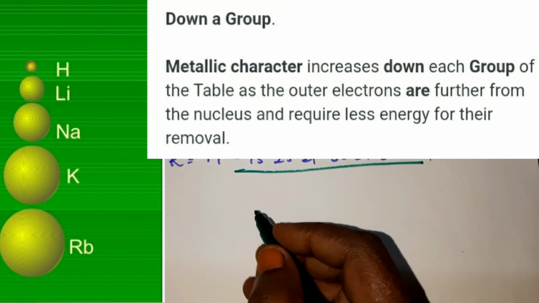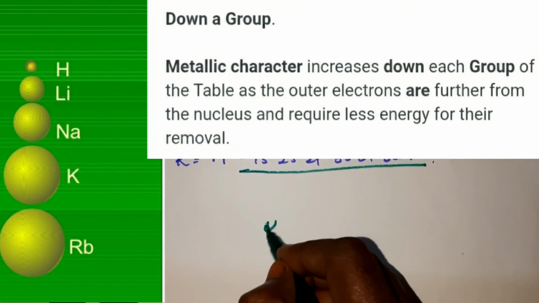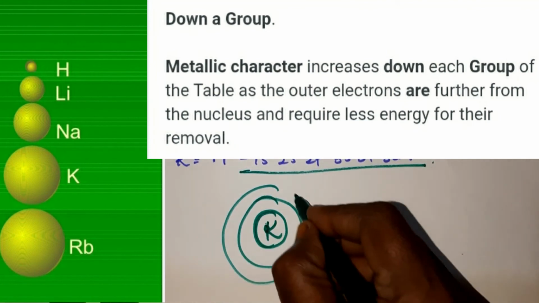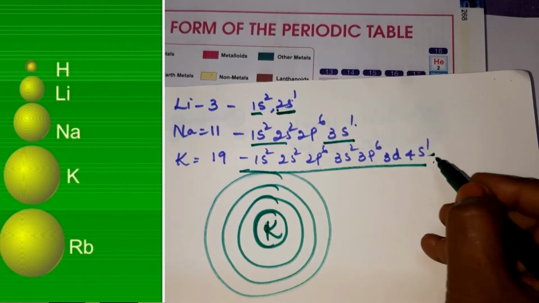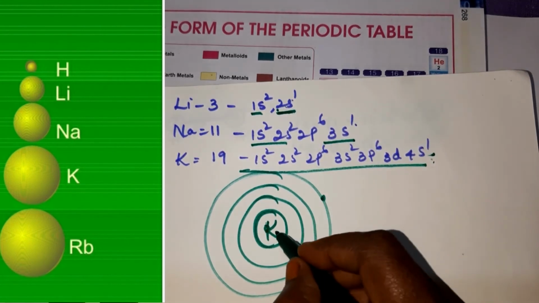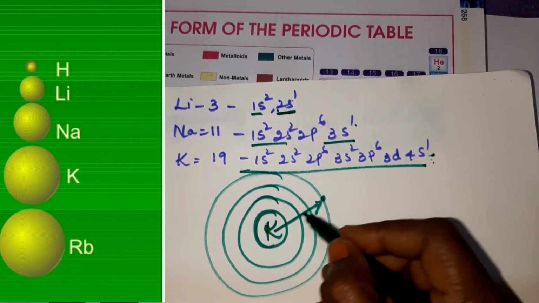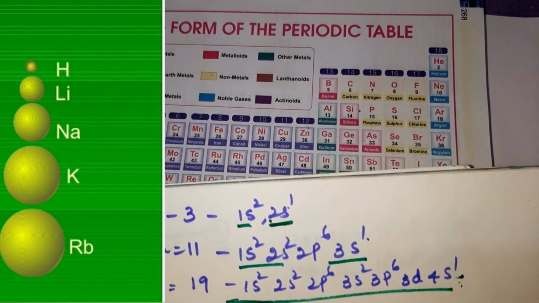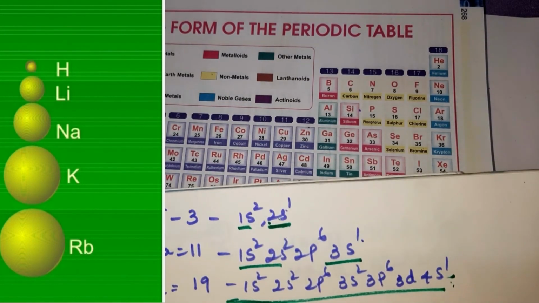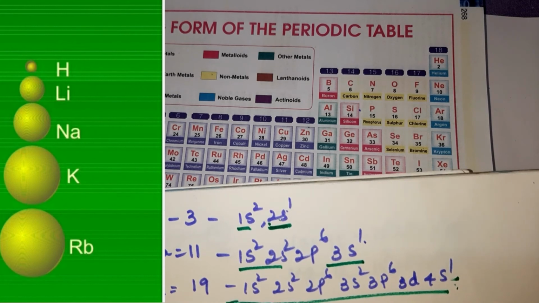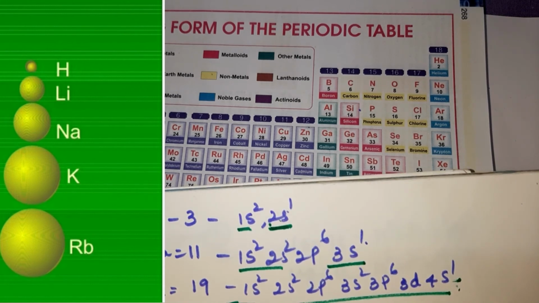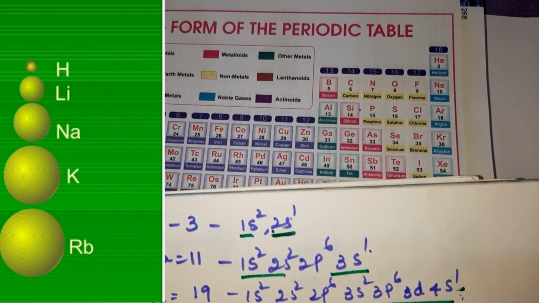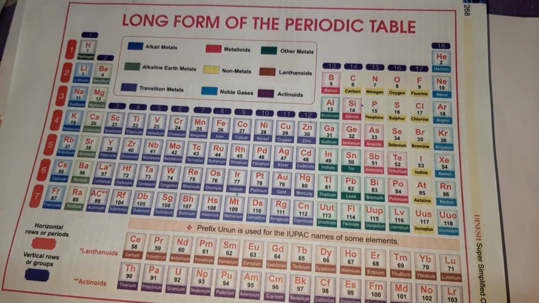You can take the diagram, children. If you take potassium, this is the nucleus, first shell, second shell, third shell, fourth shell. In the fourth shell you find 1 electron. You can see the distance is very far. So the attraction between the nucleus and the electron is very less, and less energy is required to remove the electron. Therefore here the metallic property increases. That is metallic character, children.